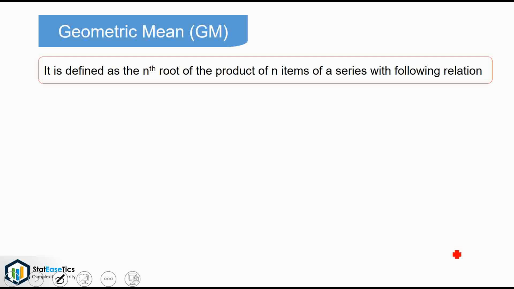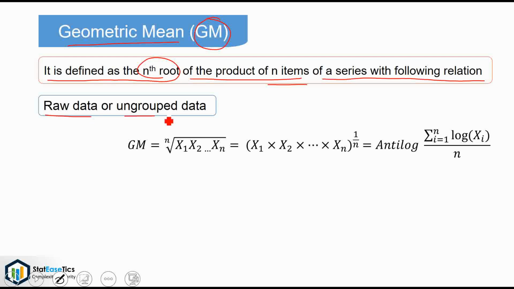Now let's see geometric mean. It can be abbreviated as GM. It is defined as the nth root of the product of n items of a series with the following relation. For raw or ungrouped data, geometric mean is equal to nth root of the product of x1, x2 up till xn, which is equal to x1 into x2 into up till into xn, whole raised to 1 upon n. It can also be written as antilog of summation i equal to 1 up to n log xi divided by n.